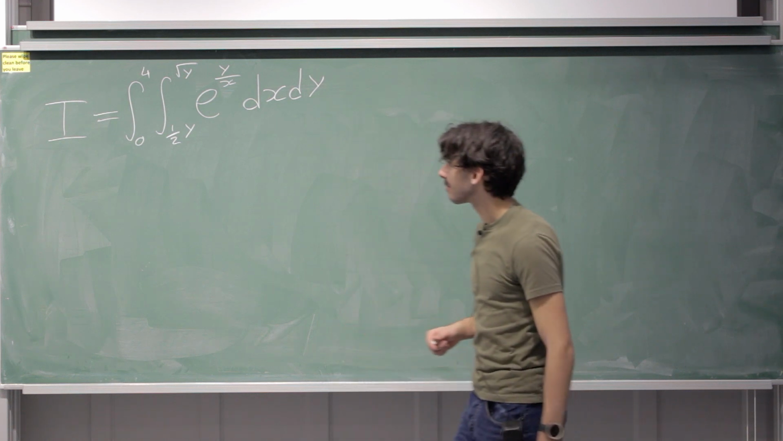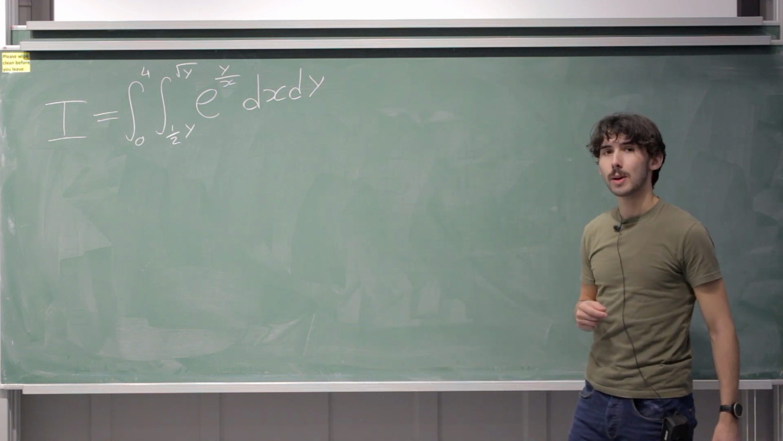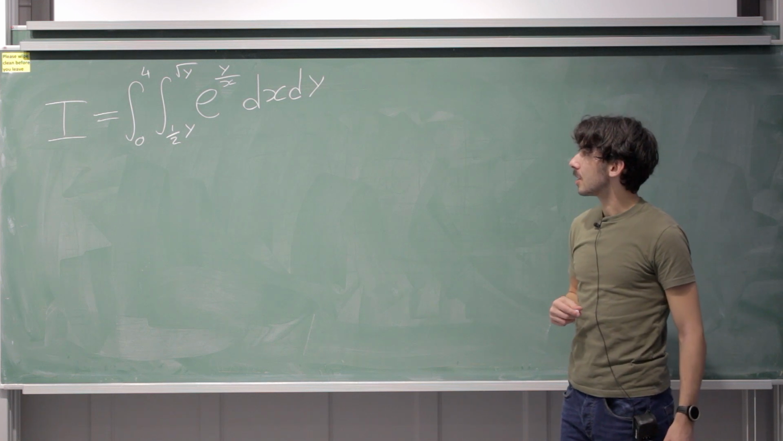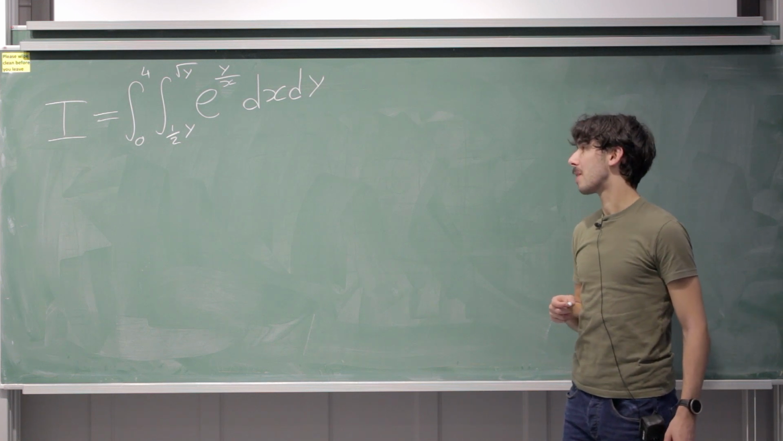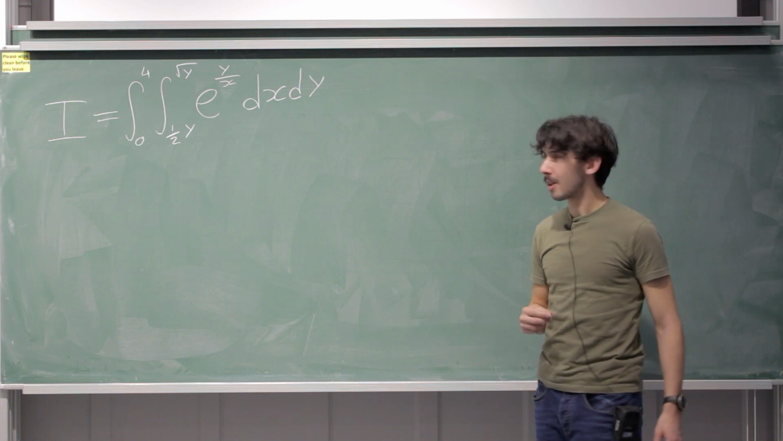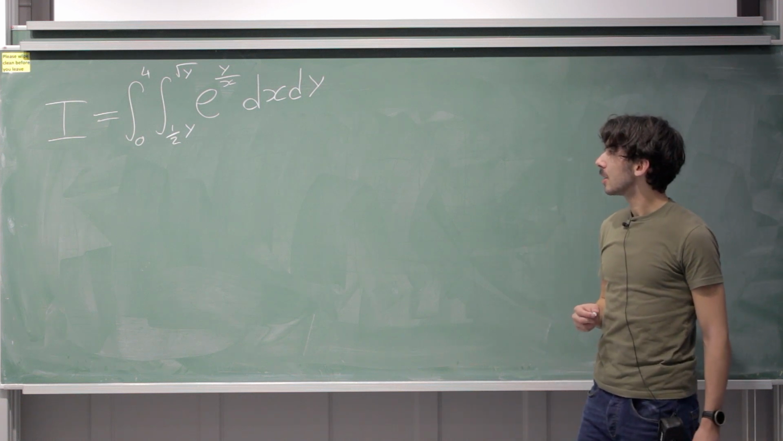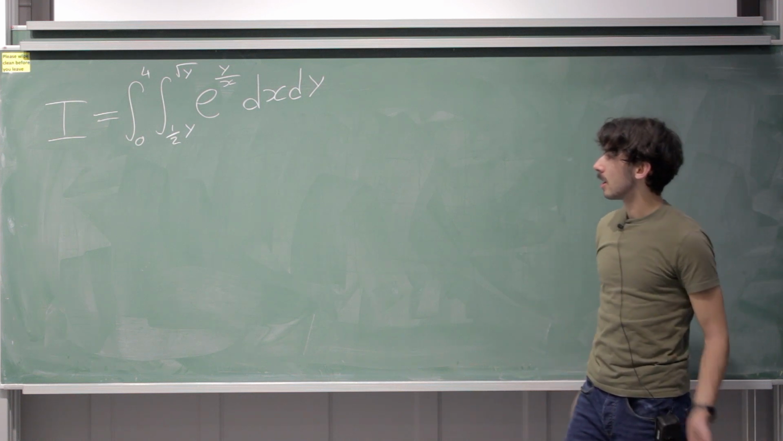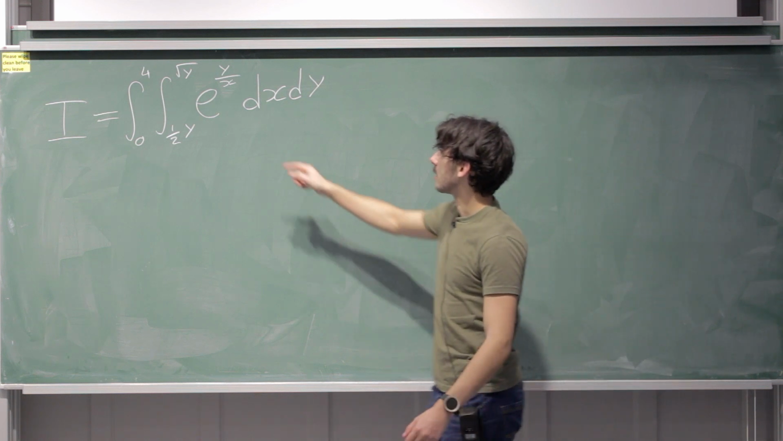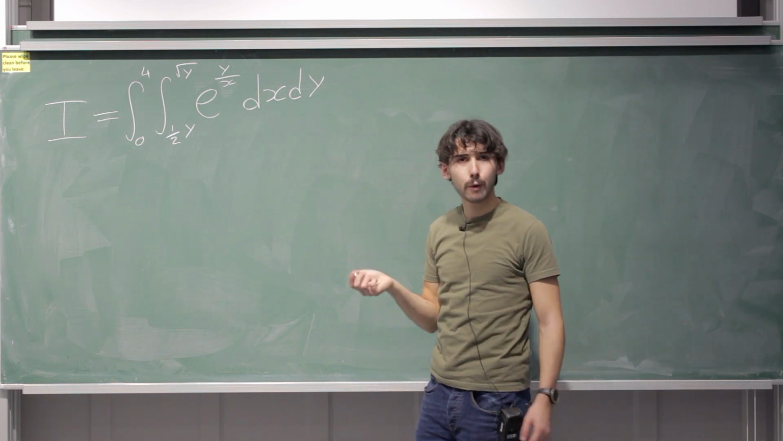So, in this video we're doing the following double integral. This is the integral of e to the power of y over x dx dy with those limits. And you might know something about this function, because the integral is telling us that we need to integrate this function with respect to x first.